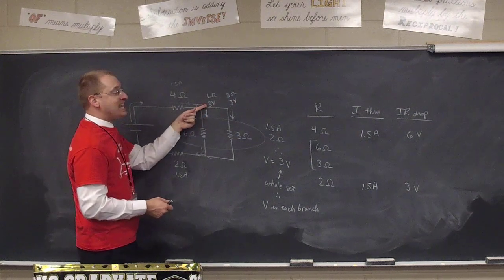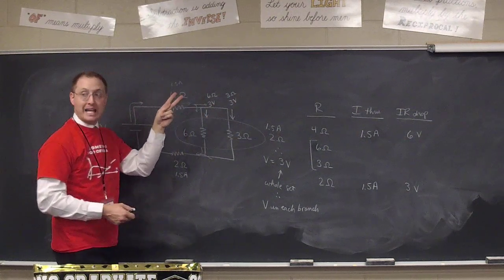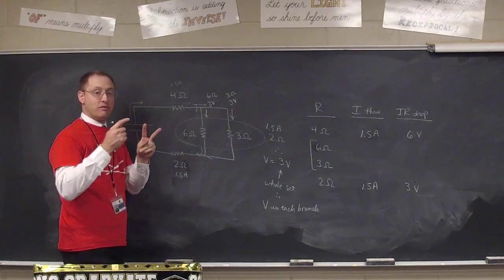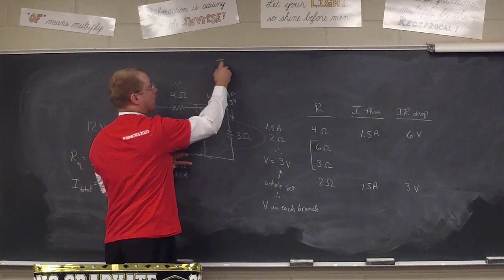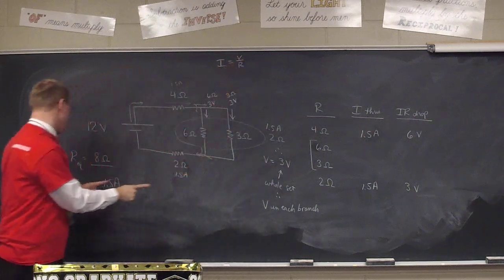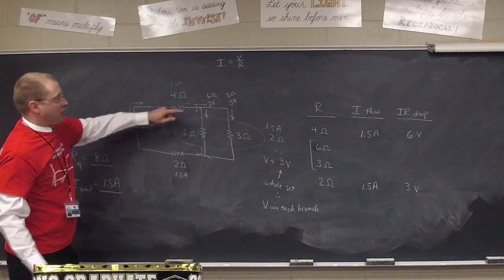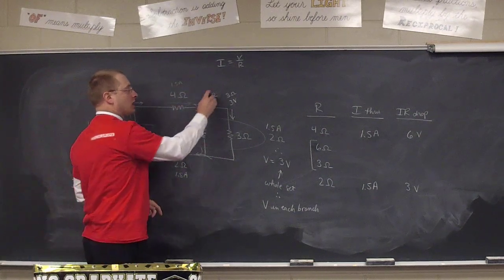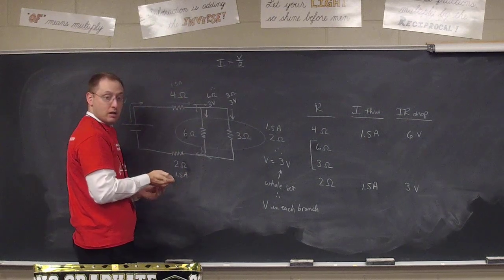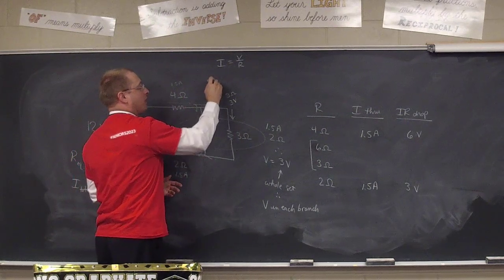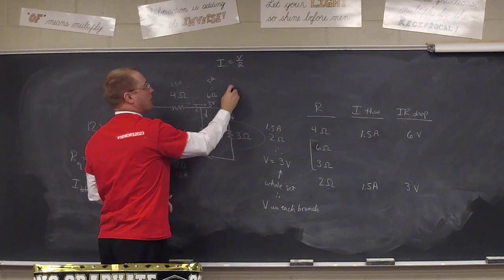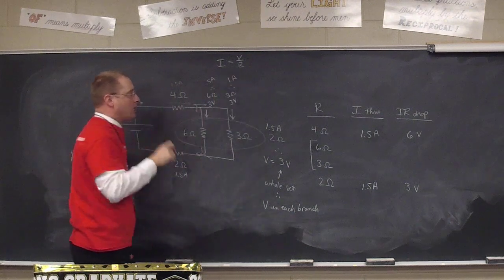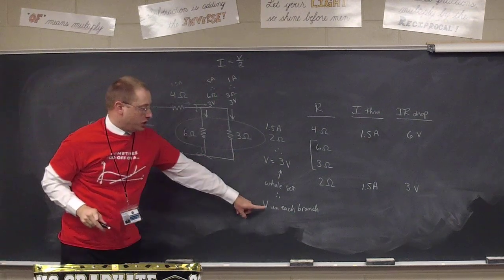If I know V and I know R, I can find I. How do I find I given V and R? V over R, the same way we found this here, right? I've got 3 volts and it's got to push through 6 ohms. How much current do I get? Half an amp. I've got 3 volts and 3 ohms. How much current do I get in this branch? 1 amp. We use the voltage in each branch.